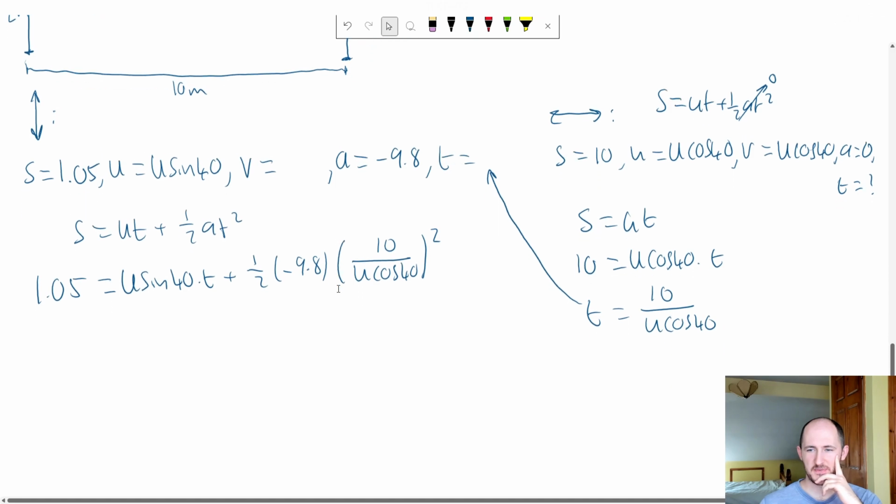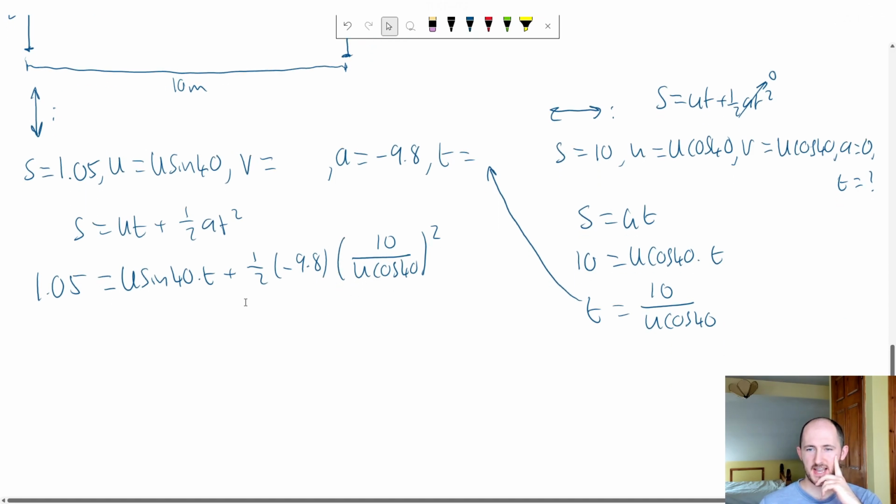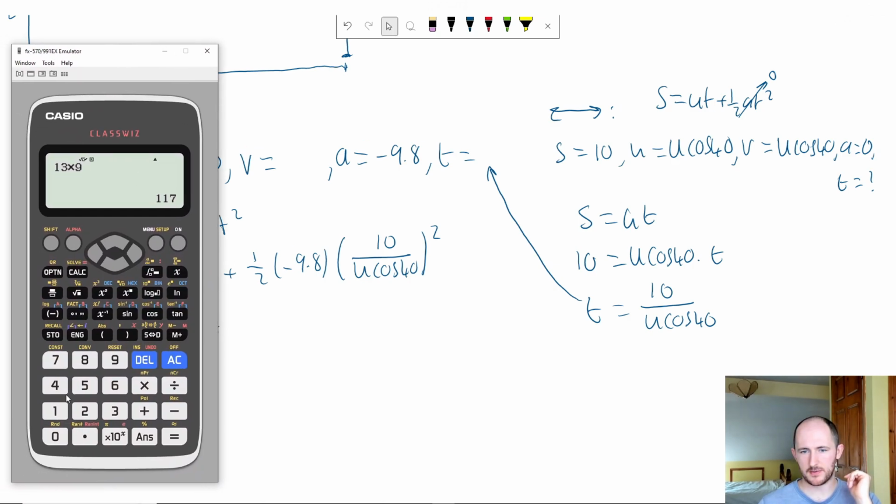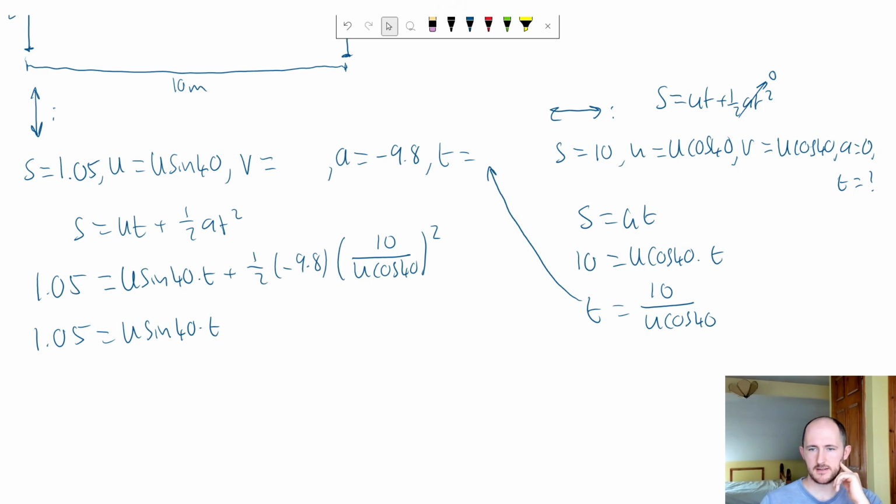Interesting. So let's expand this and see if we can simplify it. Because u sine, I already know what I'm going to do. It's just going to look hideous, by the way. So half, in fact, let me just, again, get out a calculator. Don't be afraid. 0.5 times minus 9.8 times 10 squared. I'm going to do all of that at once because I'm lazy. Negative 490.